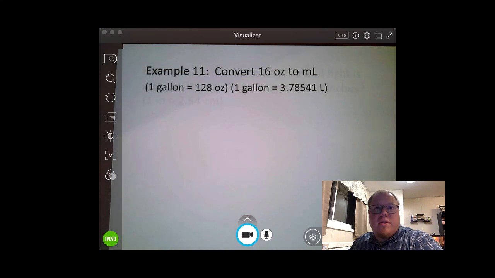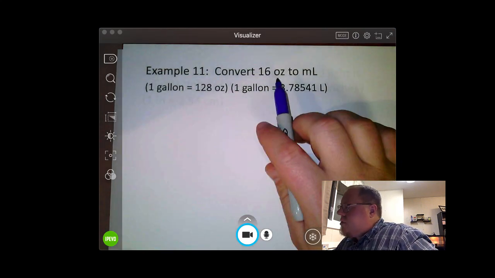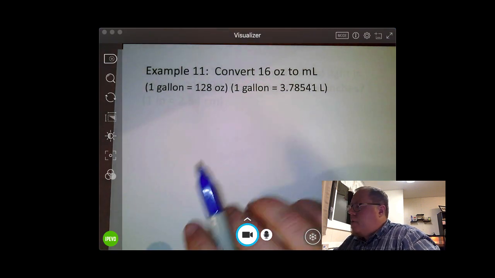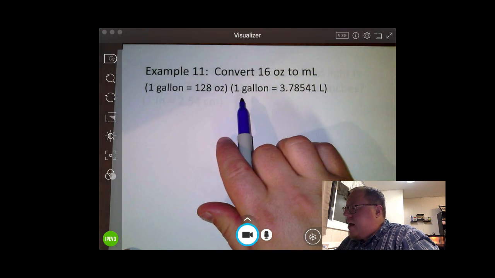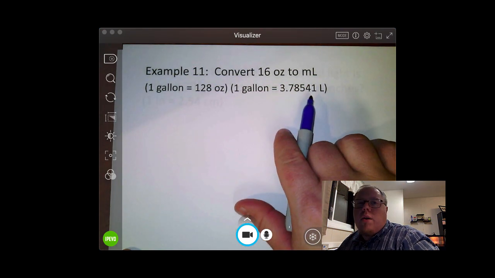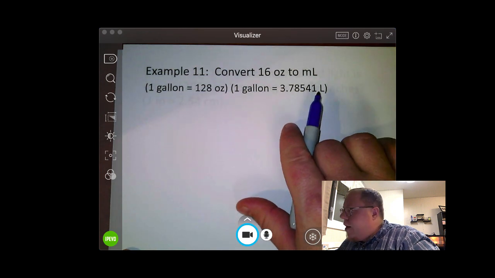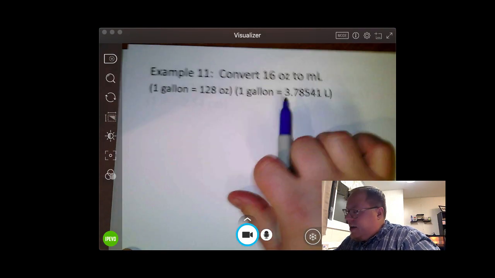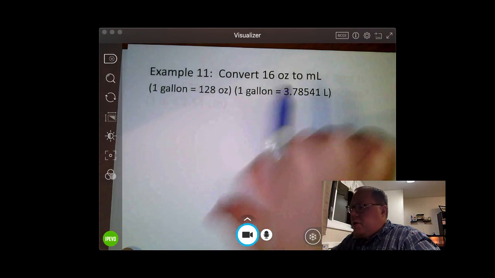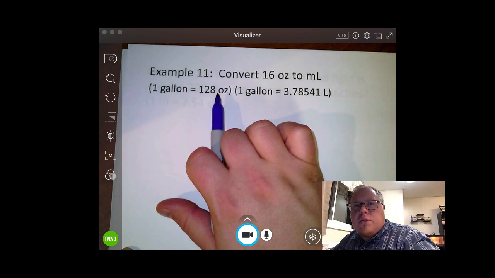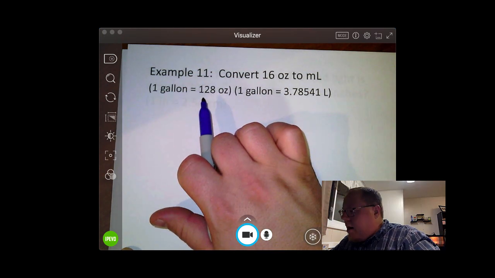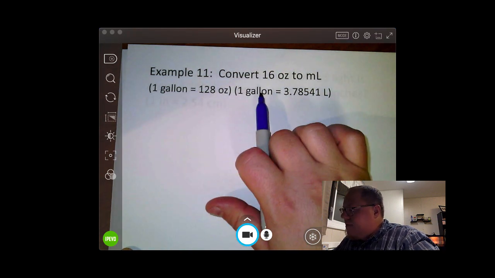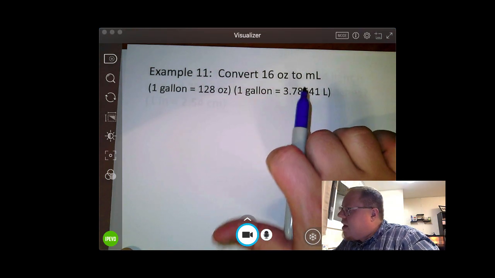Okay, so for this next example, I'm going to convert 16 ounces to milliliters. Now, this one gets kind of complicated here. I know that one gallon equals 3.78541 liters. Okay, well, I don't have gallons or liters up here, but that's how I know they kind of convert from one system to another. But I do know that a gallon equals 128 ounces. So with this information, I can actually take the 16 ounces and figure how many gallons I have. And then I can take the gallons that I have and figure out how many liters I have. And that'll at least get me to liters.